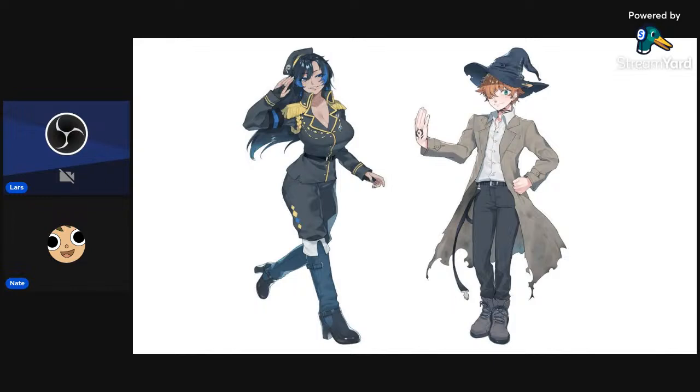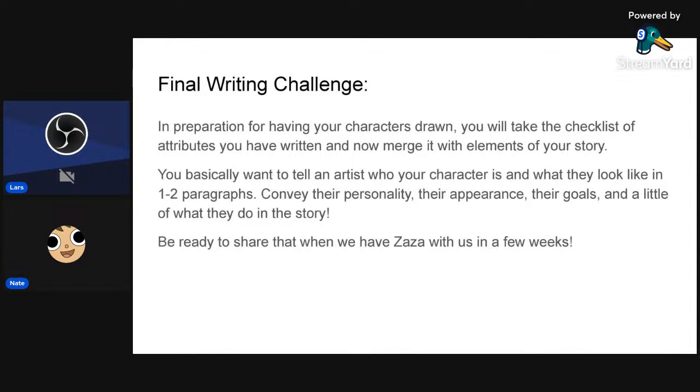As I'm waiting for Fabio to give his response, I'll just hop on over to the final writing challenge. So in preparation for having your characters drawn, and this is what I would love to see, we'll work this out with Zaza to see how efficient we can be and to try to make this fun and accessible to as many people as possible. We do want you to have a chance for your characters to be drawn. Also, Zaza has said they are willing to do commission work for anyone who wishes to have their characters captured in an illustration. So we're going to make that available for all of you when we do the live stream.